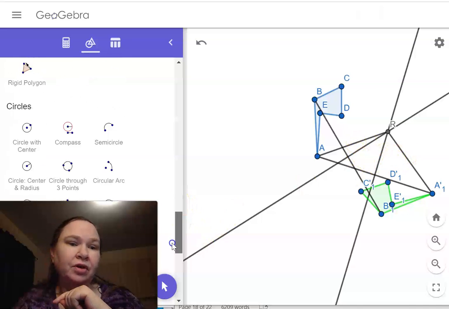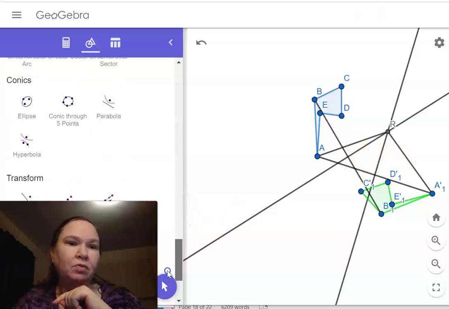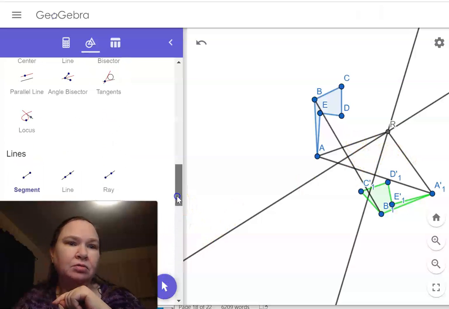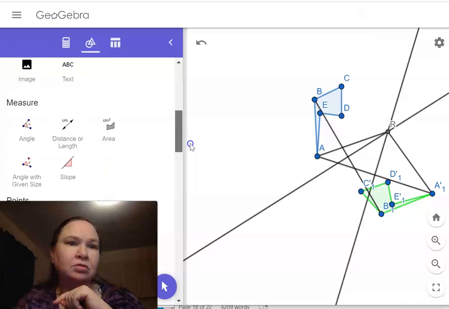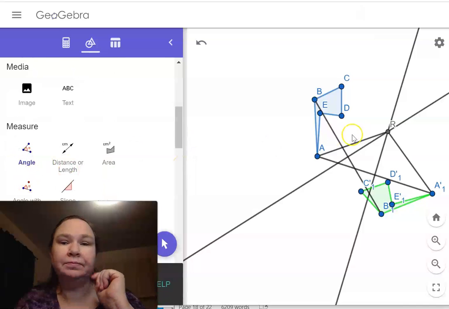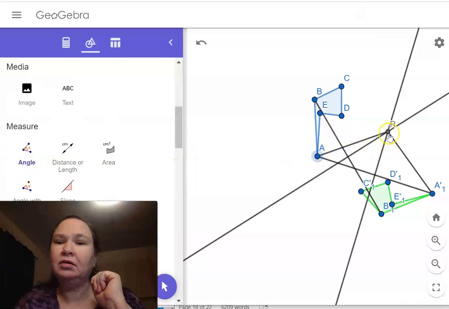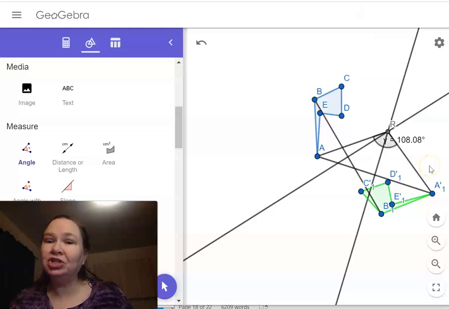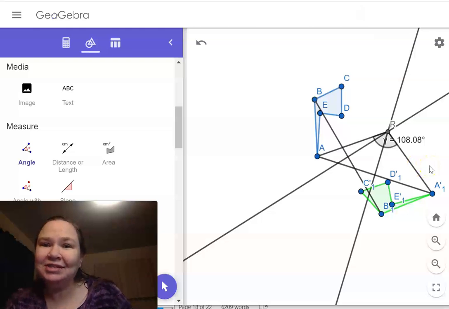So now let's measure the angle. It's under measure, angle. So A to R to A prime. Oh, good. That went the direction I wanted it to be. That's a rotation of 108 degrees.